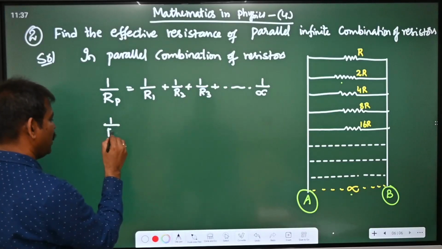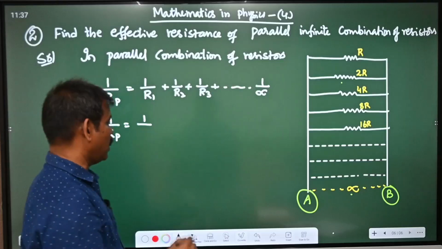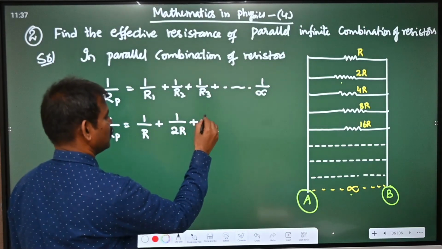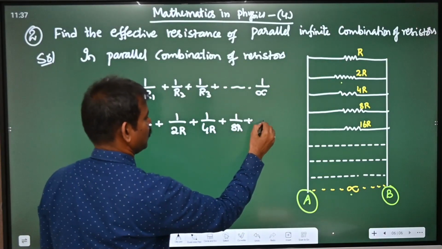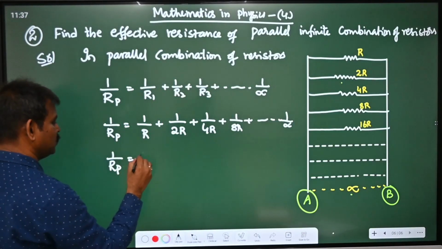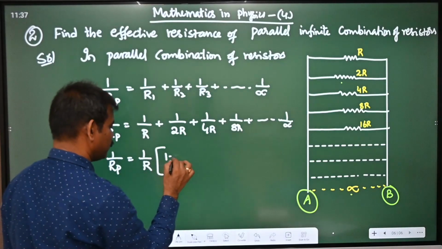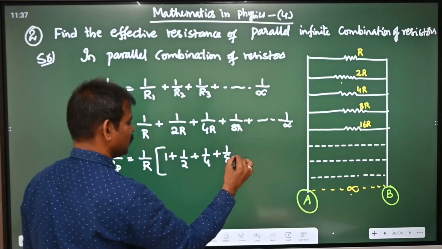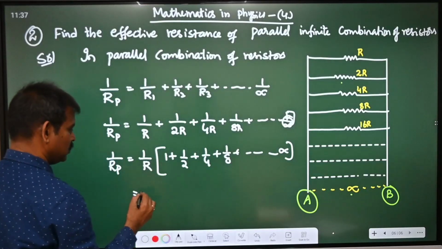So 1 by Rp can be written as 1 by R1, which is equal to: first resistor R, second resistor 2R, third resistor 4R, next resistor 8R, and so on to infinite value. So 1 by Rp is equal to, if you take 1 by R common, students, you will get 1 plus 1 by 2 plus 1 by 4 plus 1 by 8 up to infinite terms. So this is an infinite series.